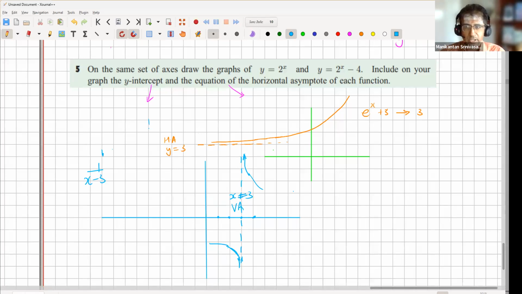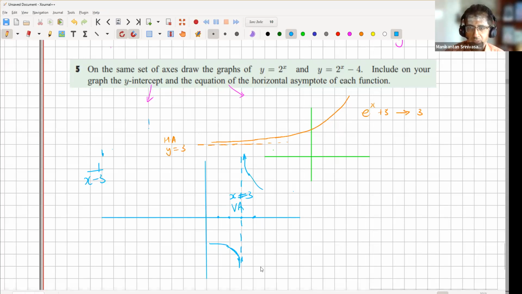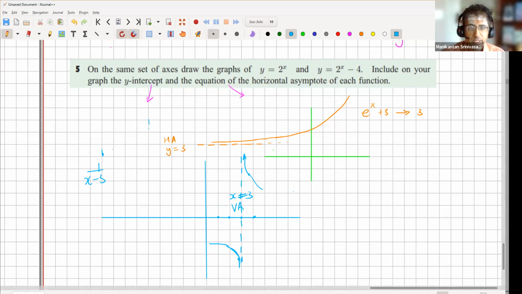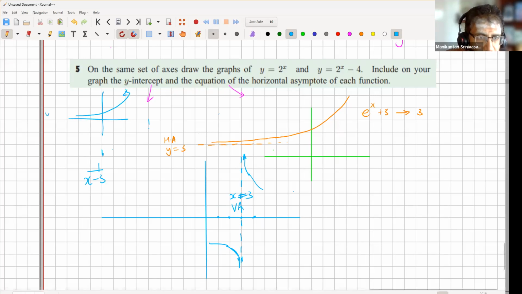Right, now back to this question. So for both of these, 2 power x and 2 power x minus 4, what is the y-intercept? What is the horizontal asymptote? So for 2 power x, the horizontal asymptote is y equal to 0, because 2 power x will be the similar thing that we have studied so far. 2 power x will look like this. So the equation of the horizontal asymptote is, as you rightly said, y equal to 0.